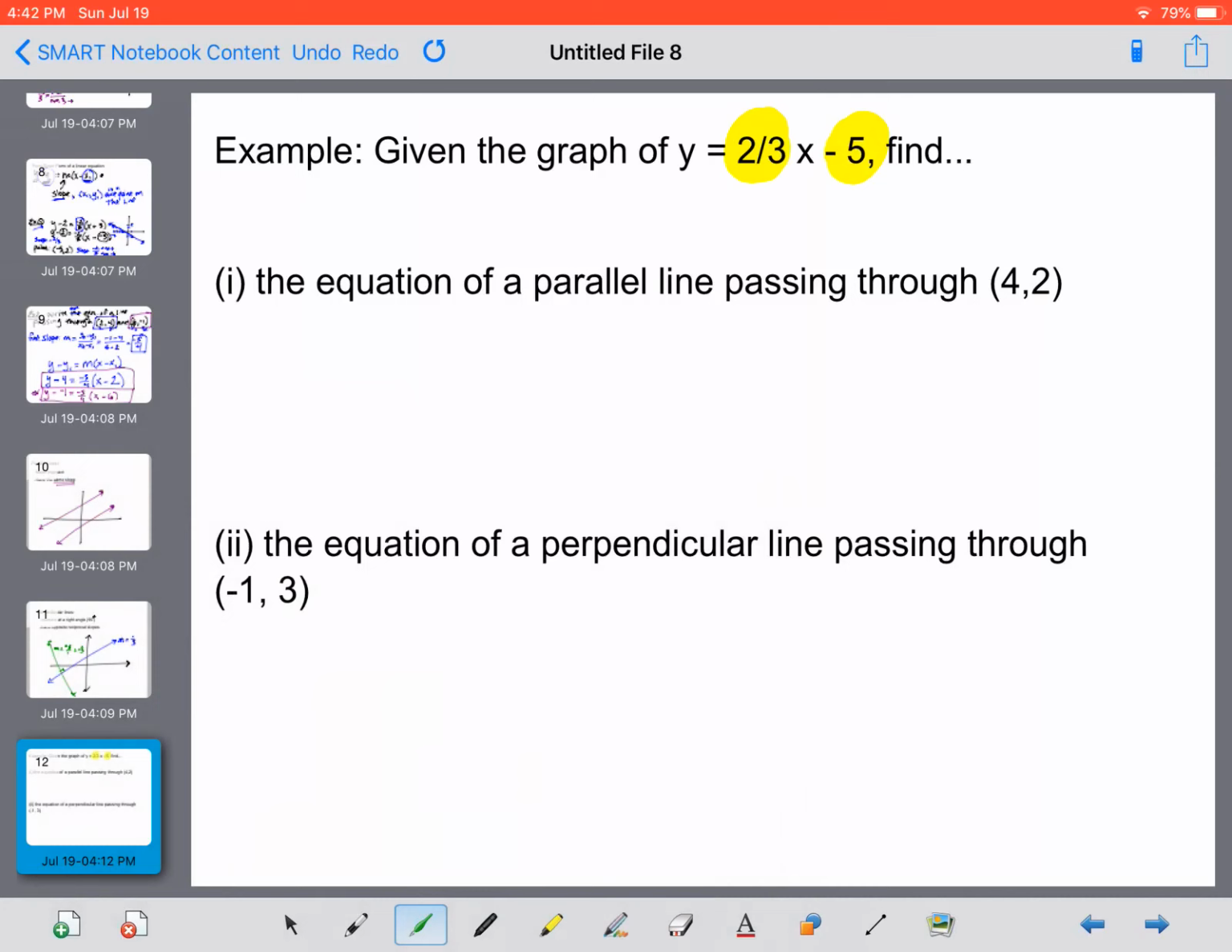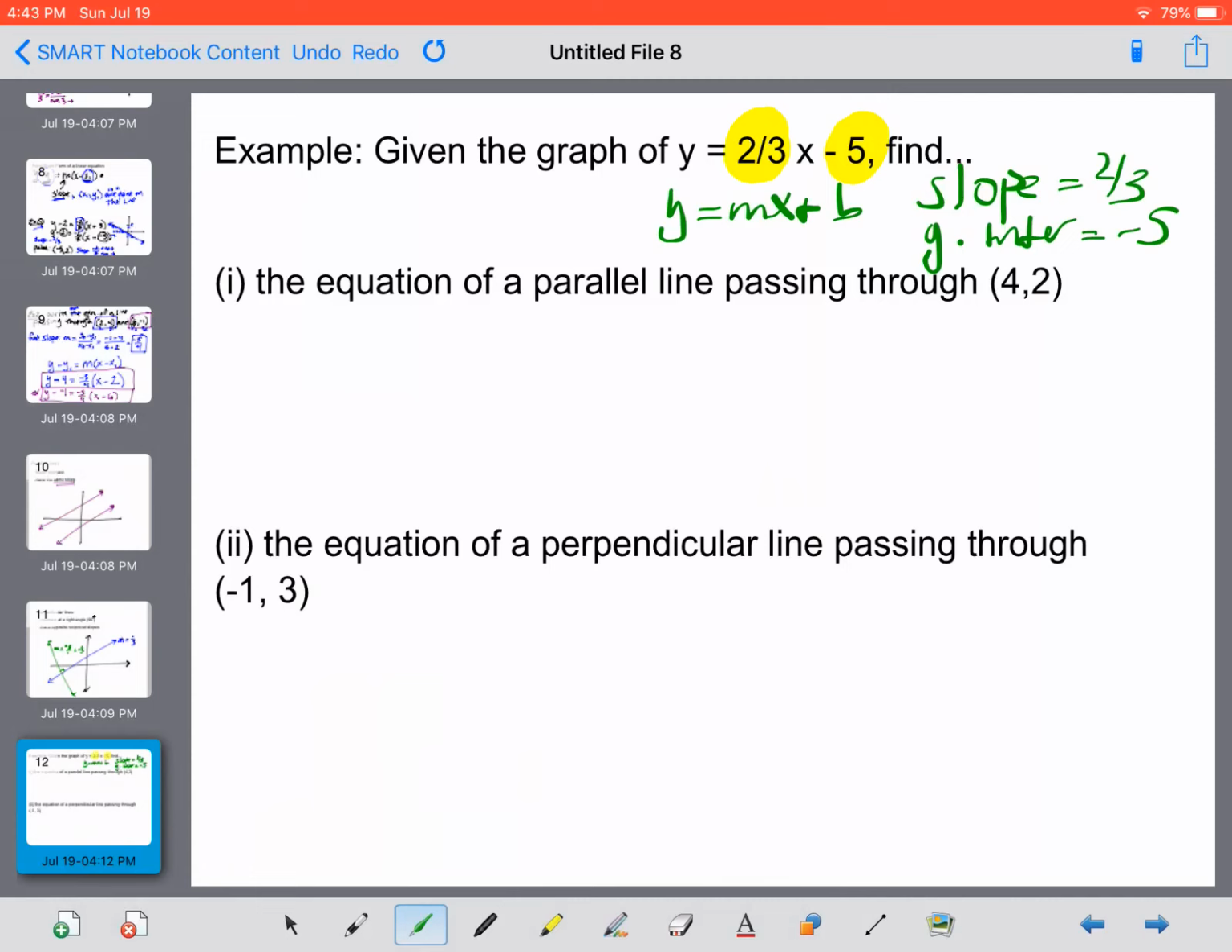Our slope, right, this is our m. This is of the form y equals mx plus b. So our slope is the m. Your slope is going to be 2/3. And the b term is your y-intercept. The y-intercept is -5.